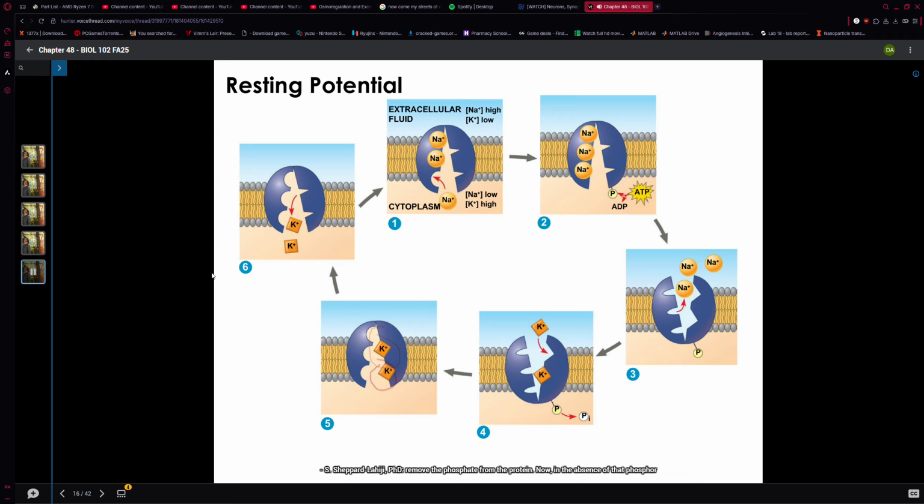Now, in the absence of that phosphorylation, the protein is going to convert back to its original state, which was cytoplasm facing. And in the cytoplasm facing state, we are going to see a decrease in the affinity of those ions for the binding sites, and that's what's going to allow the potassium ions to enter the cell. So through this process, we're able to move 3 sodium ions out of the cell and 2 potassium ions in, so we have an unequal distribution of ions across our plasma membrane.